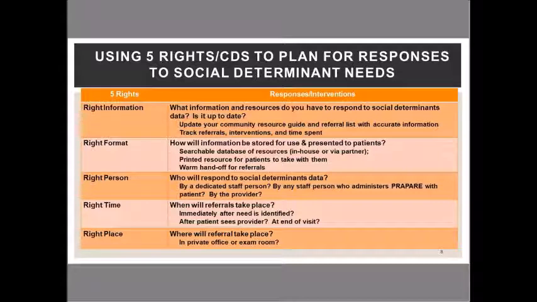So the right information. What information and resources do you have to respond to social determinants data, and is it up to date? Many of you, if you're a community health center, likely have a community resource guide as part of your patient-centered medical home requirements, and that's great. But is it up to date? That's something definitely to keep in mind.